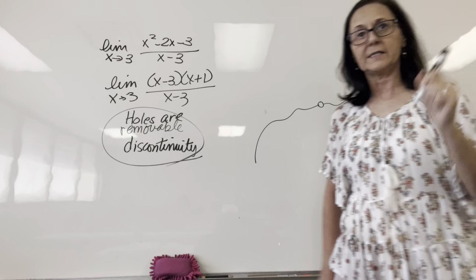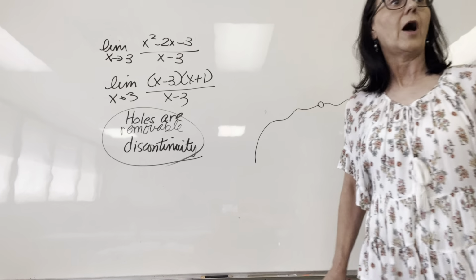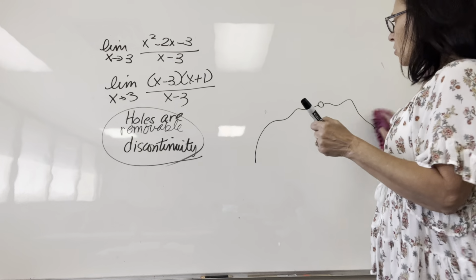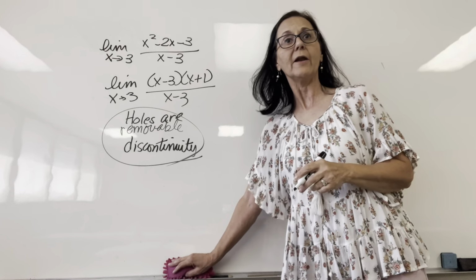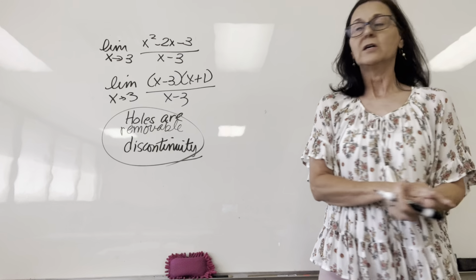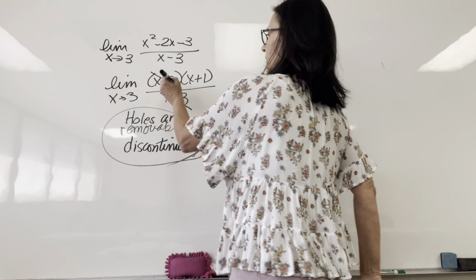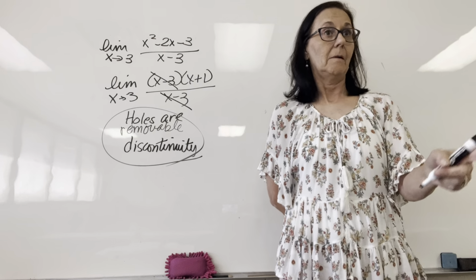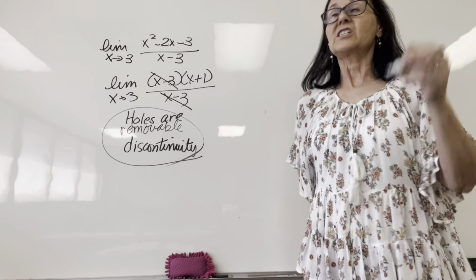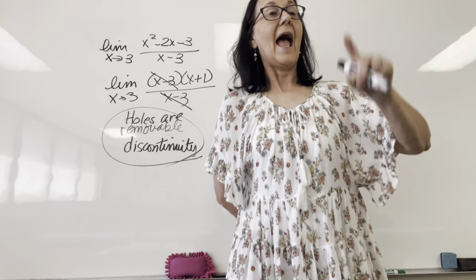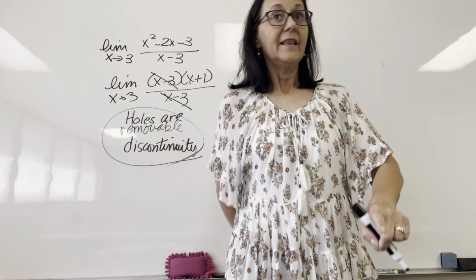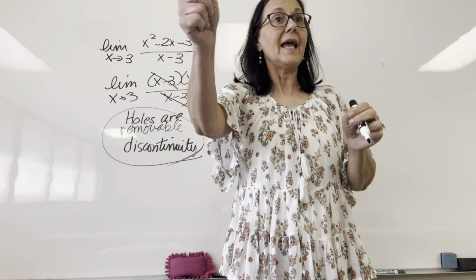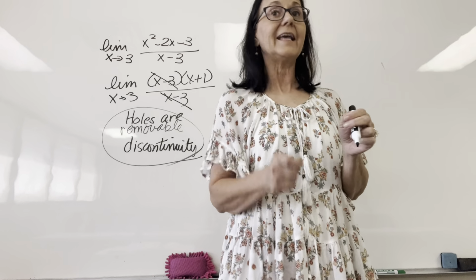Holes are removable discontinuities. Vertical asymptotes are not. Holes are where there's a 0 of the numerator that's a 0 also of the denominator. So look what happens, we can eliminate it. It's a removable discontinuity. It's still not defined at x equals 3. There's no output when you plug in 3 because you're going to get an error.